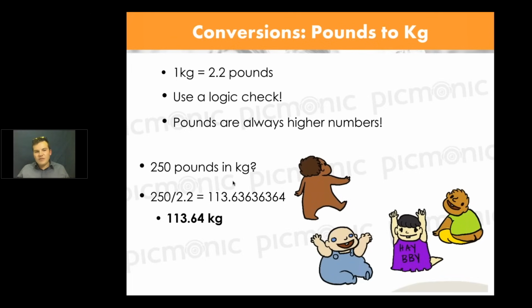So if I have 250 pounds and I want to go to kilograms, well then I need to go to a smaller number. If I want to go to a smaller number, I need to divide the big number. So I divide it by 2.2 to get 113 or so. And of course we round accordingly.